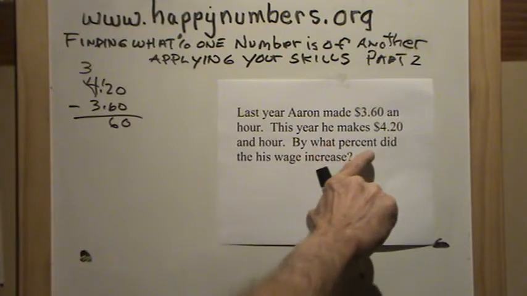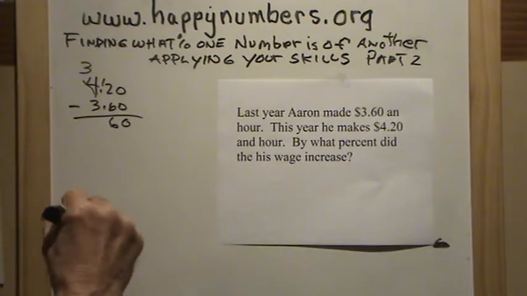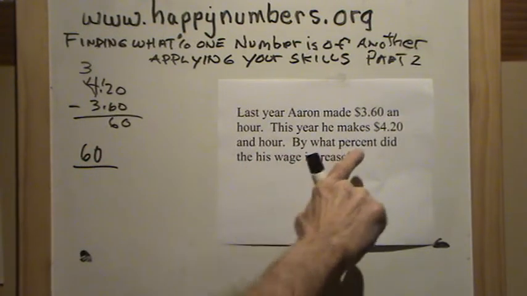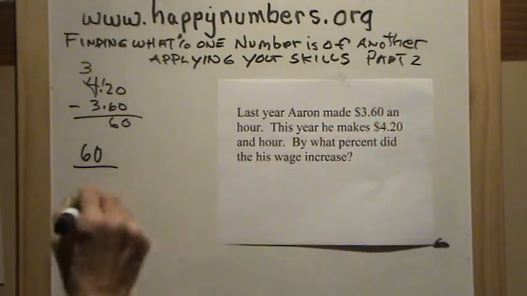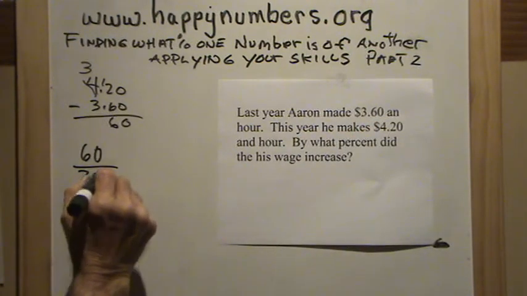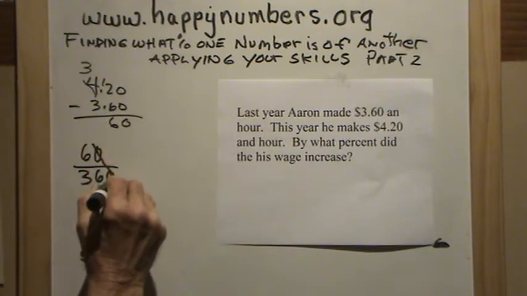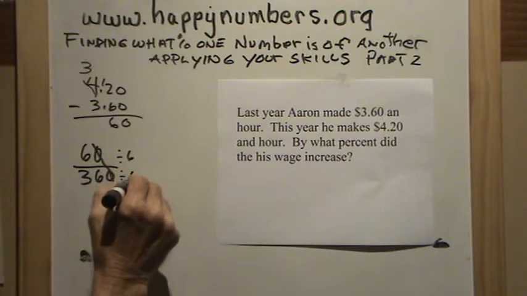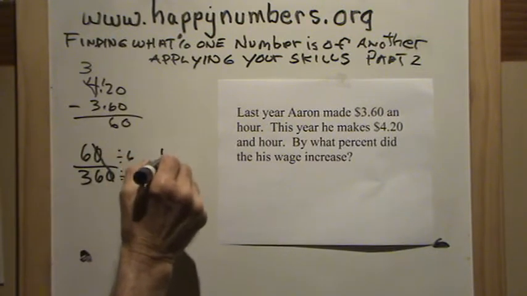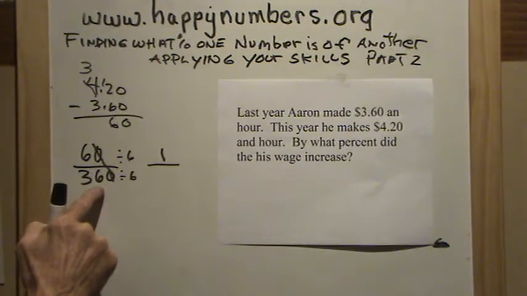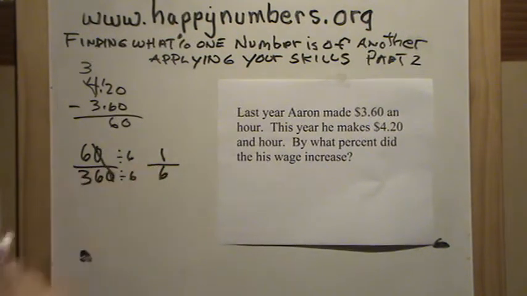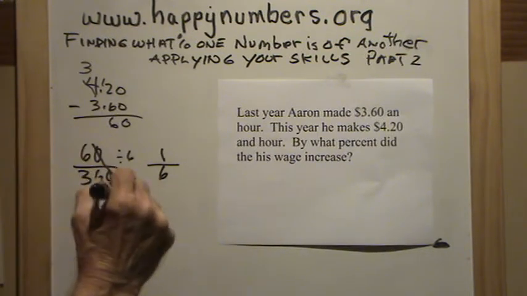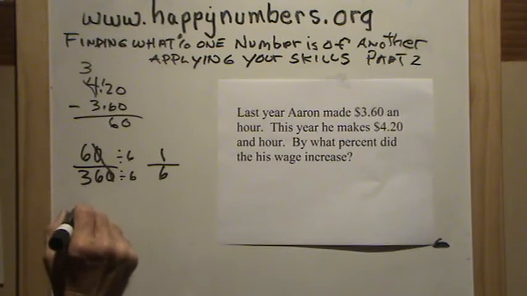Now we want to know by what percent did his wage increase. So we want to know 60 is what percent of his original wage, which was $3.60. Well, we know we can cross the zeros, and we have to reduce. We can divide by 6. 6 goes into 6 one time. 6 goes into 36 6 times. And now I have to change this fraction to a percent. And I'm going to use the division method because 6 doesn't go evenly into 100.